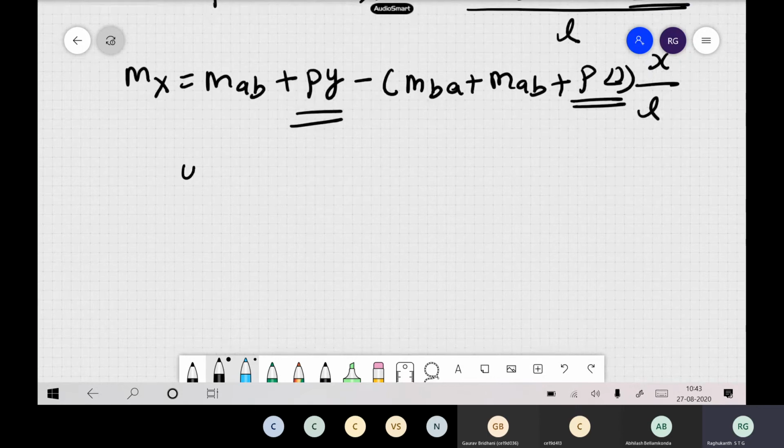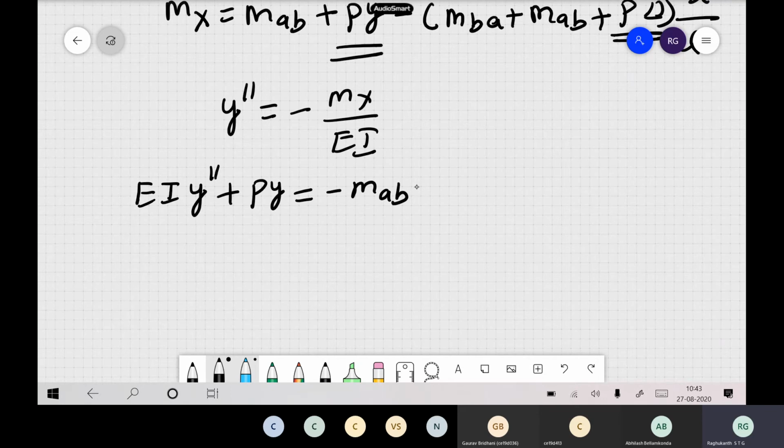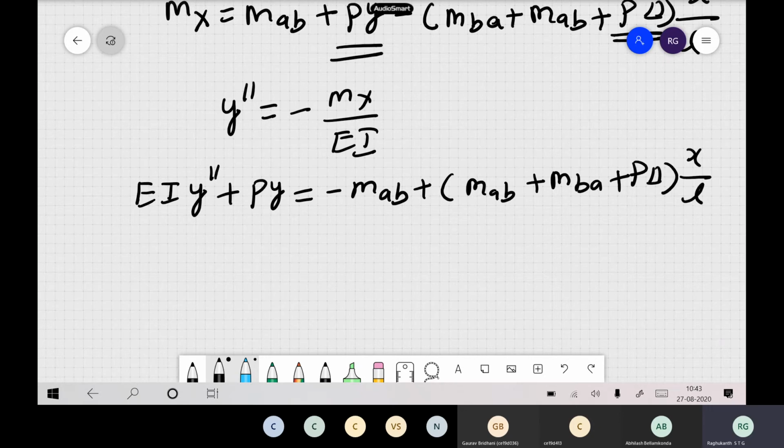Now you substitute. Y double dash is minus M X by EI in the bending moment. So finally you have EI Y double dash plus P times Y is equal to minus MAB plus MAB plus MBA plus P times delta, multiplied by X by L. So this is our equation of equilibrium.